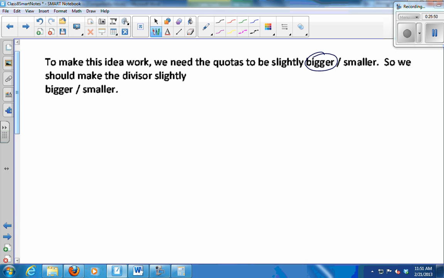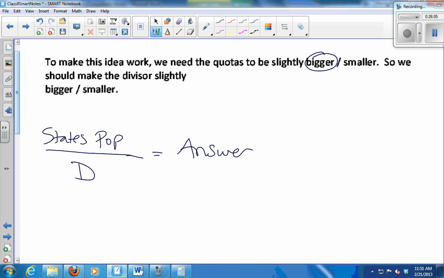So what should we do with the divisor, the number you divide by? We've got the state's population divided by a divisor, and we get an answer. We want that answer to be a little bit bigger, so what should we do to this divisor? Make it a little bit smaller, because it'll go in here more times if it's smaller. So we take the standard divisor, we make it a little bit smaller, and hopefully everything works out so there's no extra seats.